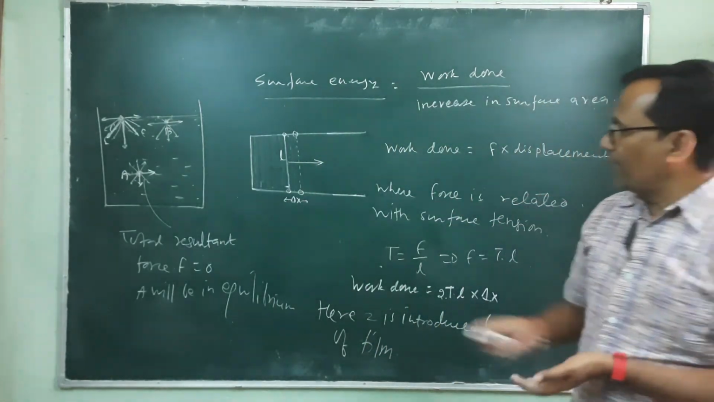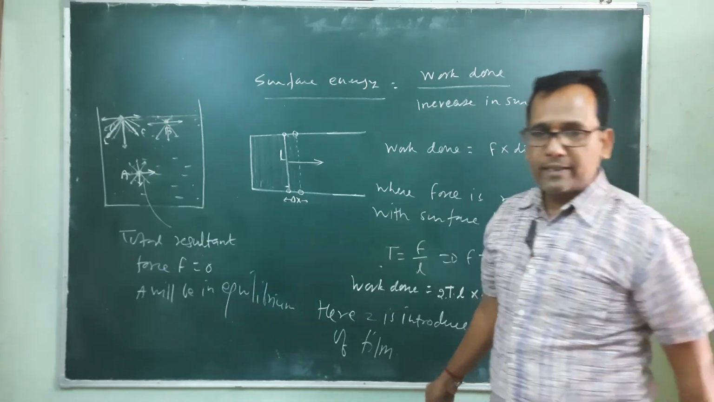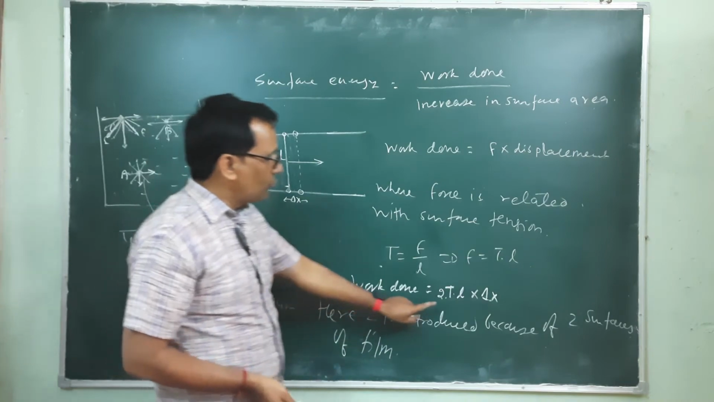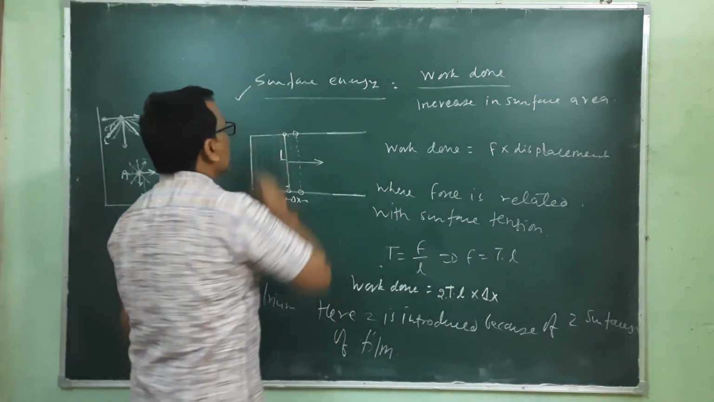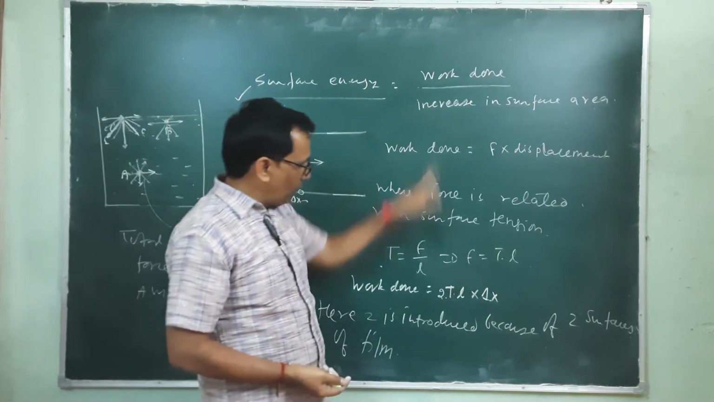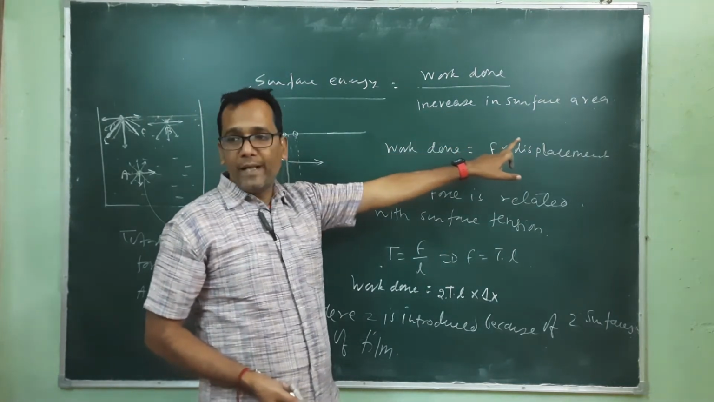So if we have this system, with an upper surface and a lower surface, we have two surfaces, and that's why 2 is introduced here. So the total work done will be equal to 2TL multiplied by delta X. Now we have to calculate the surface energy. For the surface energy, we have the work done, and we have to calculate the increase in the surface area.